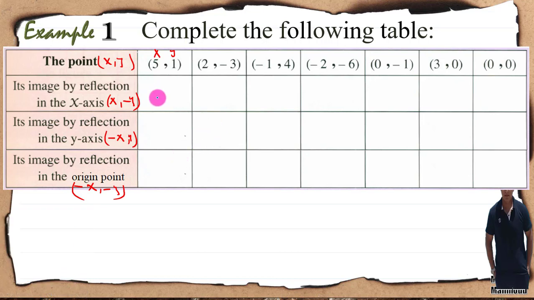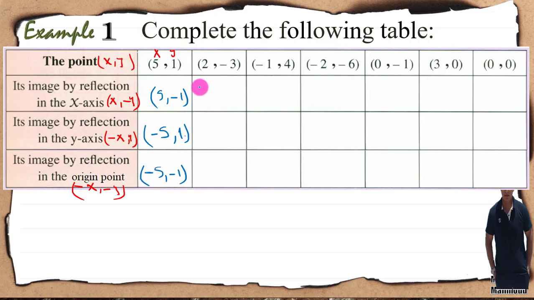5 and 1 becomes, in the x-axis, 5 and -1. In the y-axis, 5 and 1 becomes -5 and +1. In the origin I'm going to change both of them. It will be -5, -1.